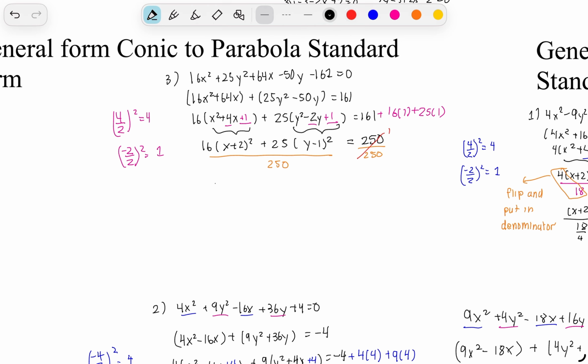And this side is going to equal to x plus 2 squared over 250 over 16 plus y minus 1 squared over 10 is equal to 1. And we can see our center is -2, 1.